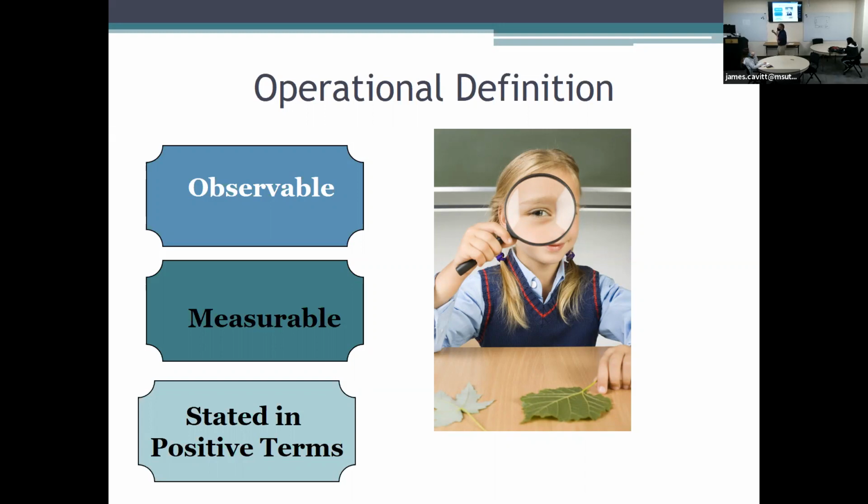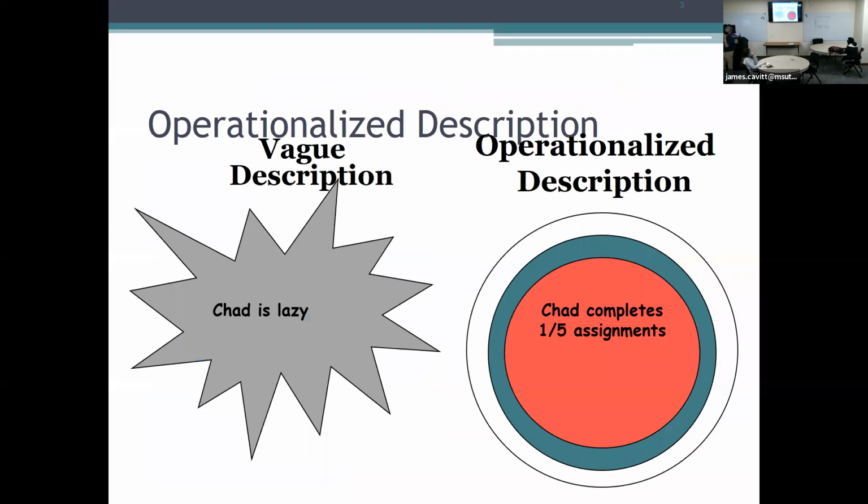We need to make sure that the behavior that we're observing must be observable, it must be written in measurable terms, and must be stated in positive terms. So those are the three elements of a good operational definition. Okay? Observable, measurable, and stated in positive terms. So let's look at some vague descriptions of behavior, and then let's see some operationally described behaviors. So this first one is Chad is lazy.